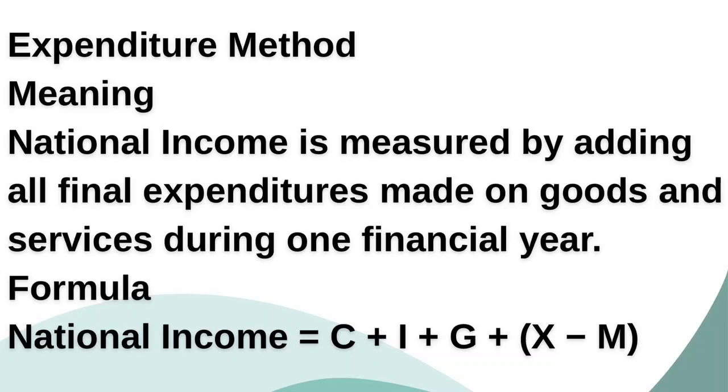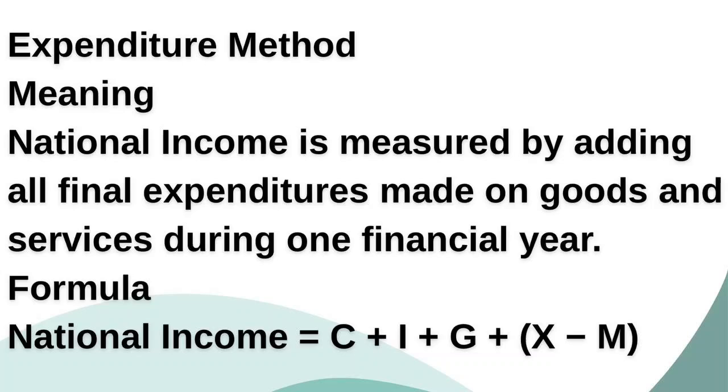Let's understand each symbol. C stands for consumption expenditure. This is the money spent by households on goods and services like food, clothes, electricity and transportation. I stands for investment expenditure. This includes spending on new machinery, factories, buildings and business inventories. Remember, investment in economics means creating productive assets, not buying shares for personal savings. G stands for government final consumption expenditure. For example, government spends money on schools, hospital, defense and public administration.